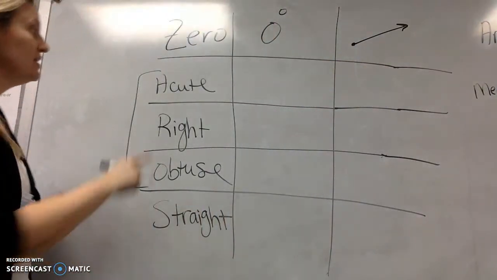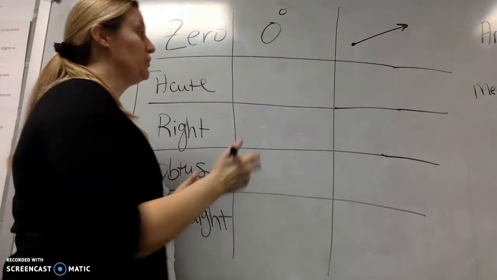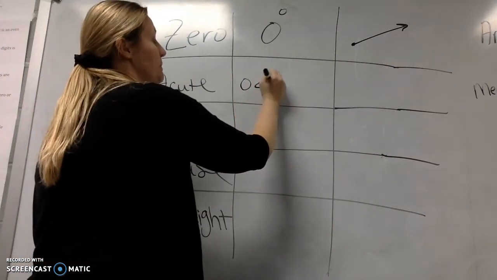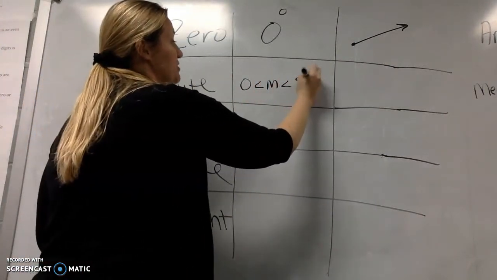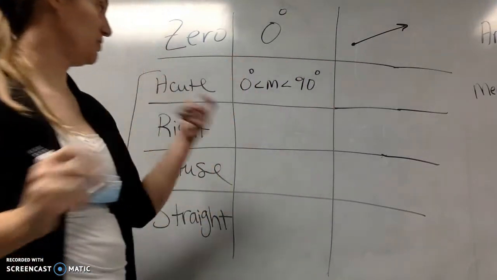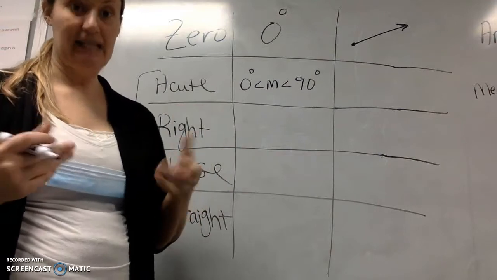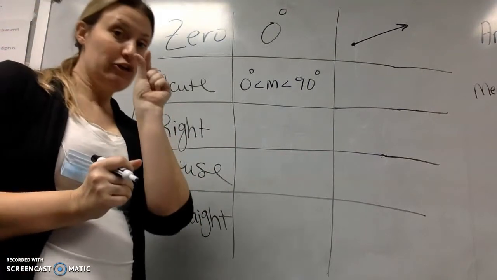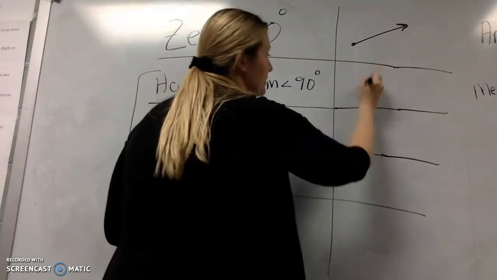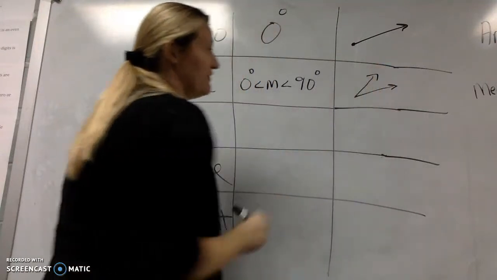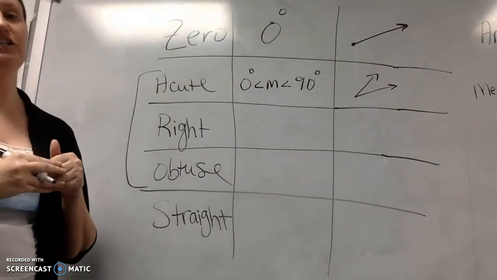Okay? An acute angle, most of you know, the measure, so M is for measure, is between 0 and 90 degrees. So the measure of this angle has to be bigger than 0, but has to be less than 90. I always think of it as a cute little angle. So it's a very small angle. It's smaller than that 90 degree.